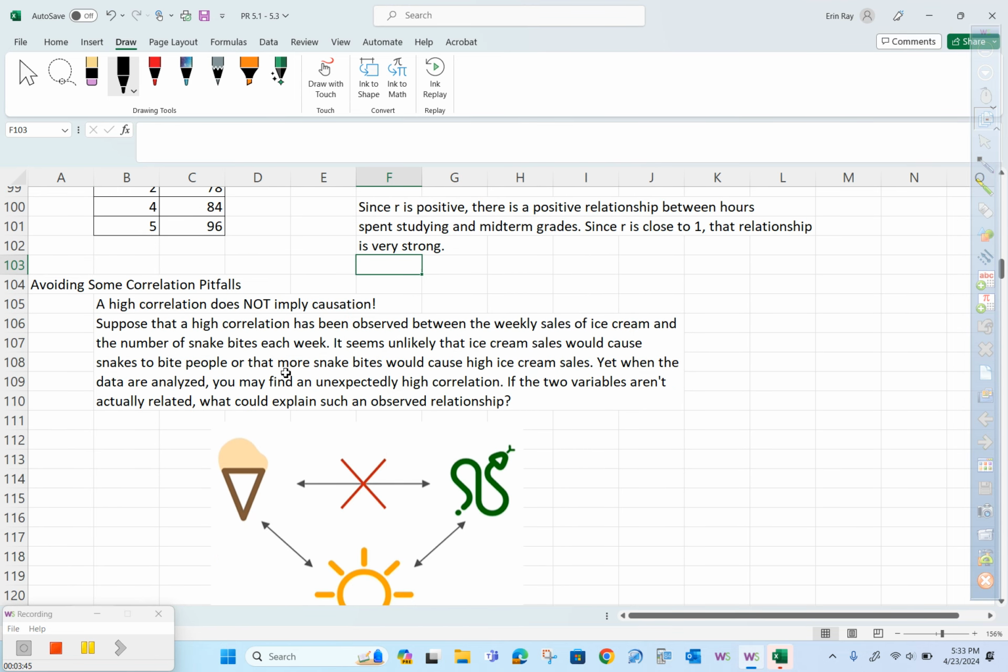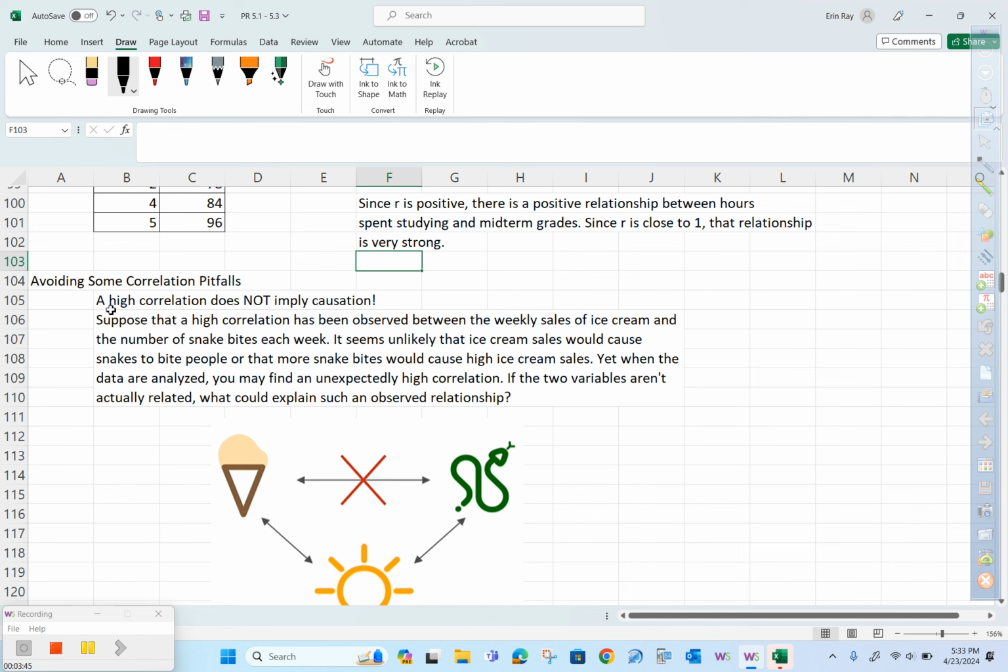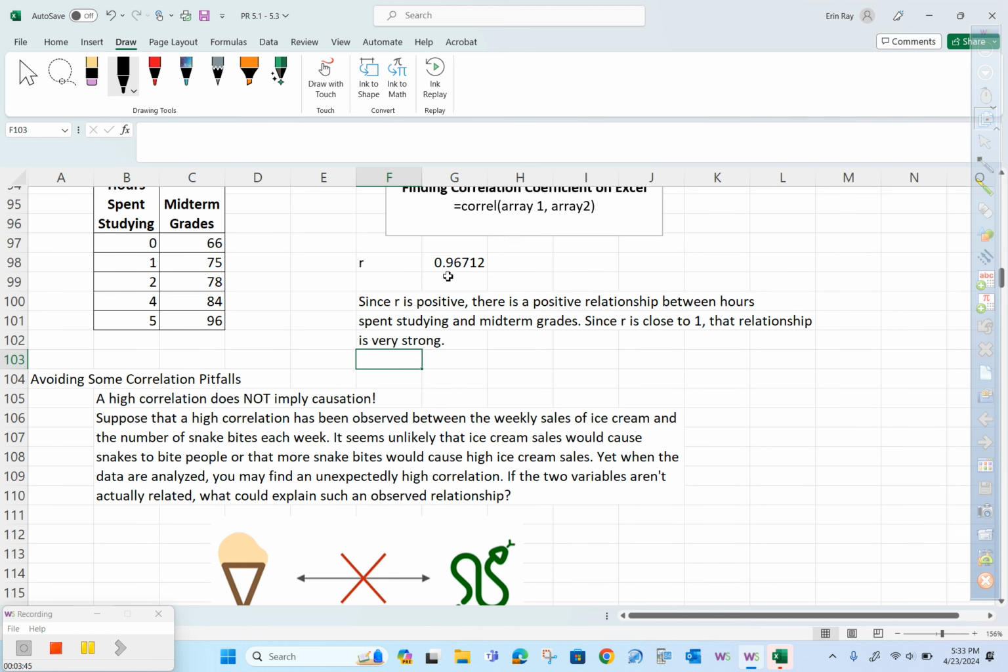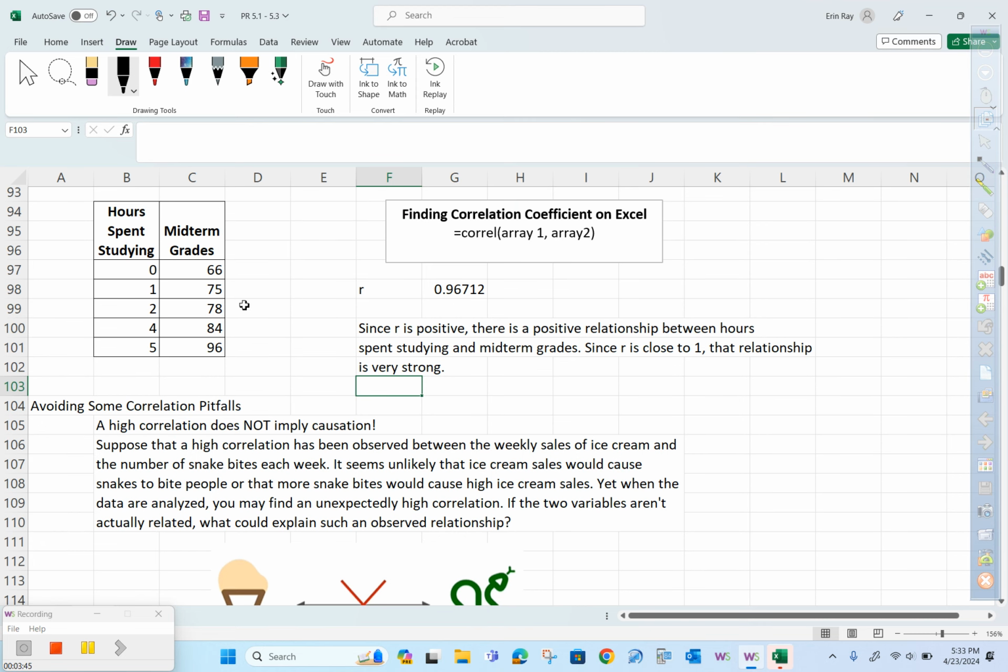Okay, one thing I want to really emphasize here is a high correlation does not mean cause. Okay, so just because this was very close to 1 and there's a strong association between these two variables, it does not mean that the hours spent studying caused the midterm grades to be higher. There are other factors that could have played into that. You know, someone's a good test taker, or if they're regularly spending lots of time studying, maybe they're a better student in general and have good study habits.